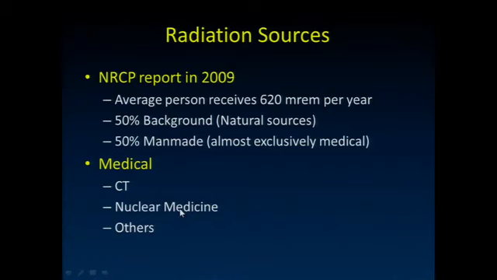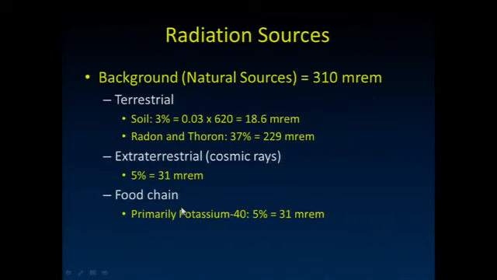So of the exposure the population sees, 25% of the total radiation exposure the population sees is from CT. Half of it naturally occurring, half of it medical, and half of that medical half is CT, 25% from CT.